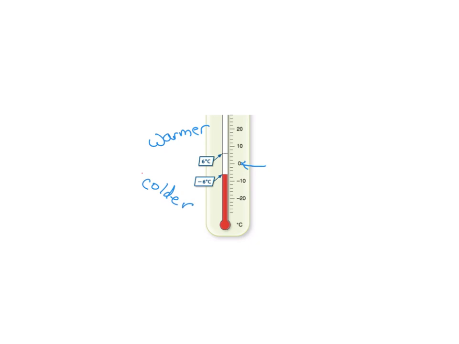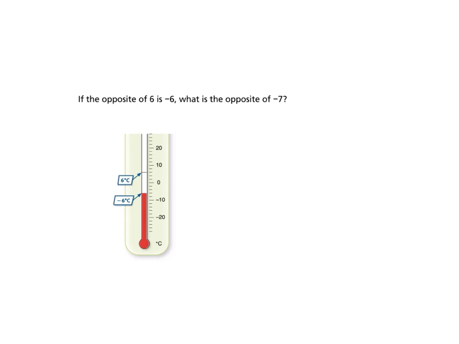Now I have a question for you. If the opposite of 6 is negative 6, what is the opposite of negative 7? If you said 7, you would be correct because it is 7 units from 0, where this would be negative 7. I'm probably not drawing that perfectly, but we get the idea.